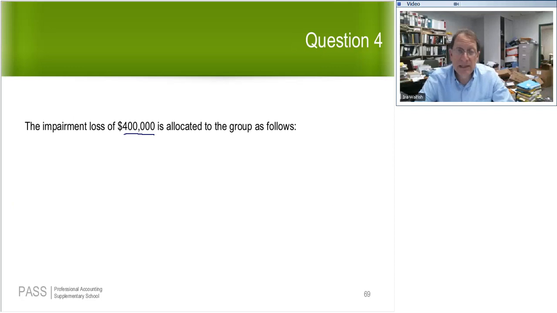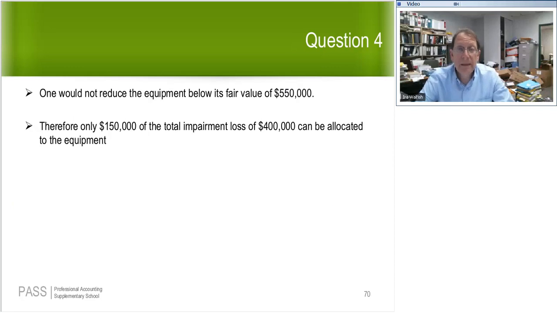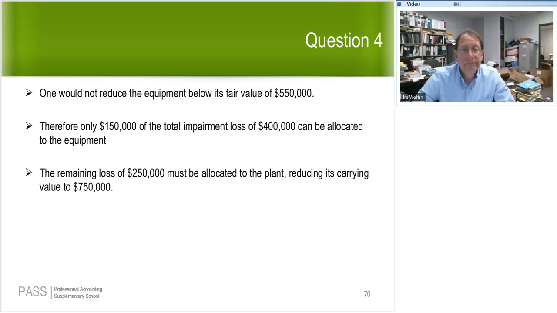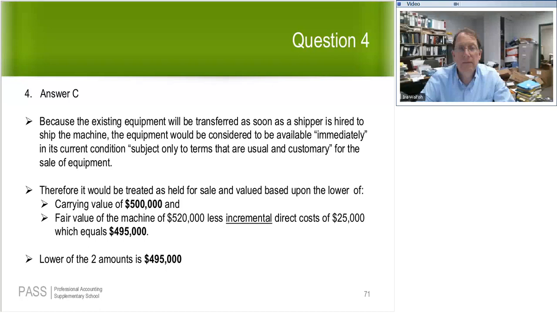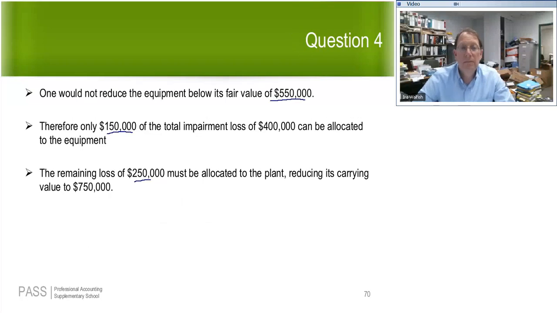If you really want to see it, the fair value of the equipment is 550. The loss is 400. So therefore, 150 goes against equipment, and the remainder, 250, goes against the plant. Same thing. That's 750. Okay. Everybody good? People, does everyone understand? 9, the answer is C.